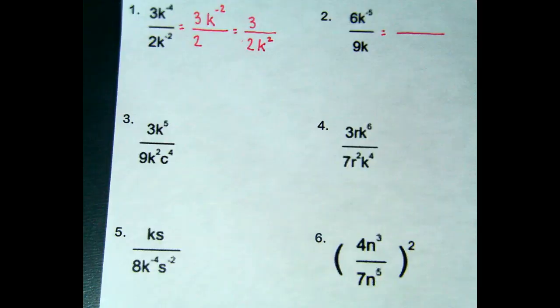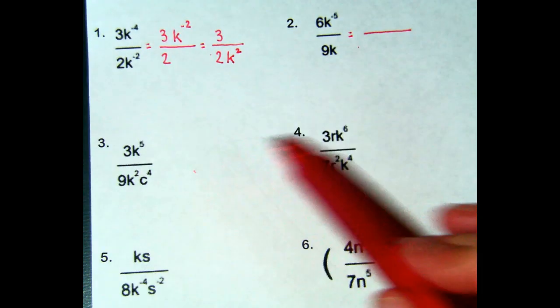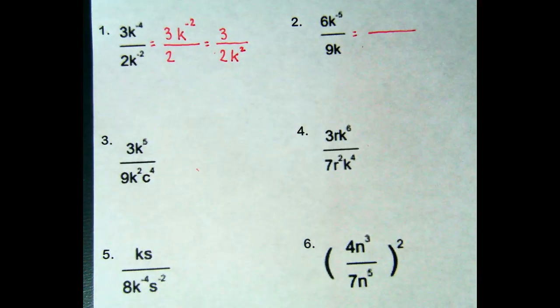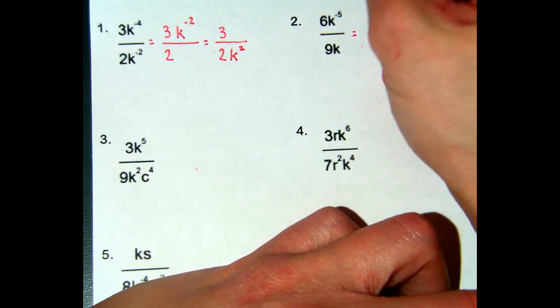If I were you, I would pause this and try number 2 and 3 and 4 and 5. But number 2, I've got 6 over 9. But before I move on with that, 6 over 9 actually reduces to 1 over 3.